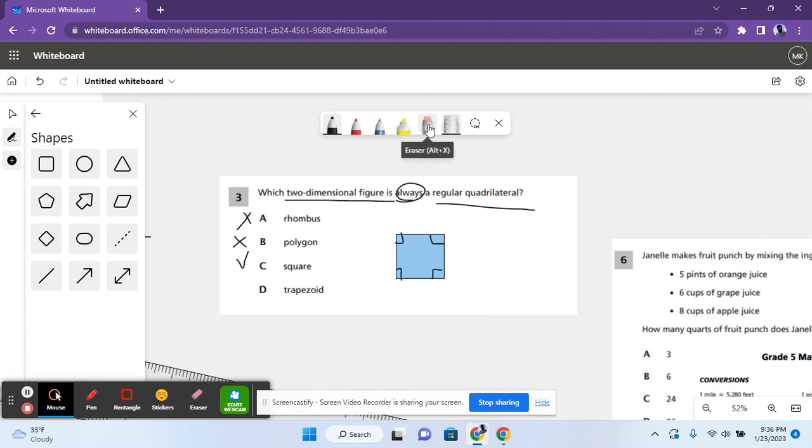For D, it says trapezoid. A trapezoid is this. I mean, not all of the measures are completely different, but the side lengths are different and the angles are different. Two of them are acute and two of them are obtuse. So D is not a correct answer, which means C is a correct answer for question three.